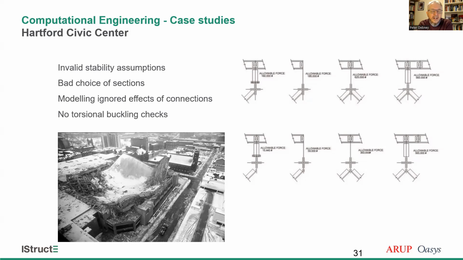Now, unfortunately, they had also designed everything using back-to-back angles, giving a cruciform section. Cruciform sections have virtually no torsional stiffness. And they also, well, they might have checked for buckling, but they definitely didn't check for torsional buckling. And the structure suffered a torsional buckling failure when snow on the roof was only about half the design load.